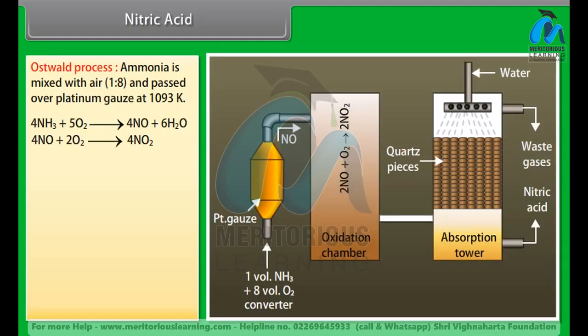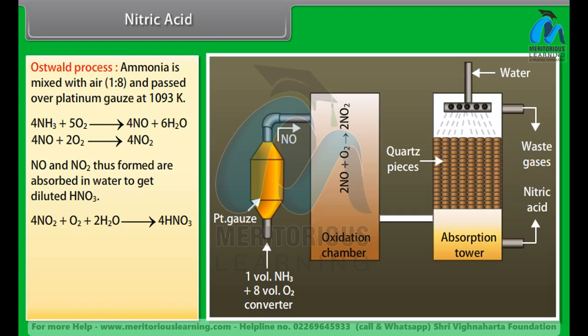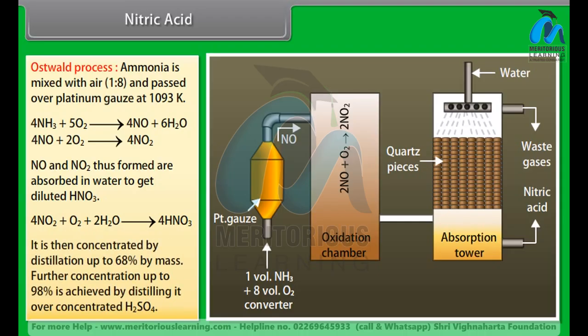Ostwald process. Ammonia is mixed with air in 1:8 and passed over platinum gauze at 1093 Kelvin. NO and NO2 thus formed are absorbed in water to get diluted HNO3. It is then concentrated by distillation up to 68% by mass. Further concentration up to 98% is achieved by distilling it over concentrated H2SO4.